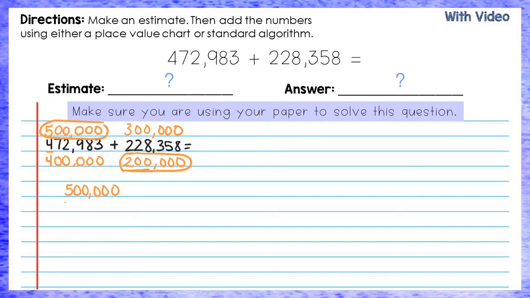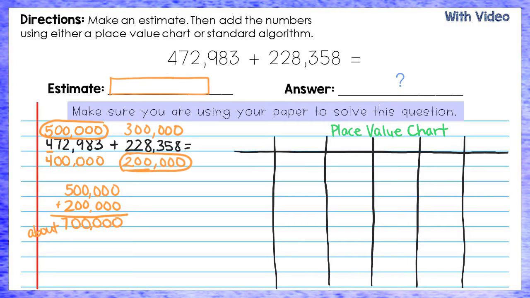500,000 plus 200,000 equals 700,000. Our answer should be about 700,000. That is what it means to estimate. So your estimate should be 700,000. So you need to write that right here, 700,000.